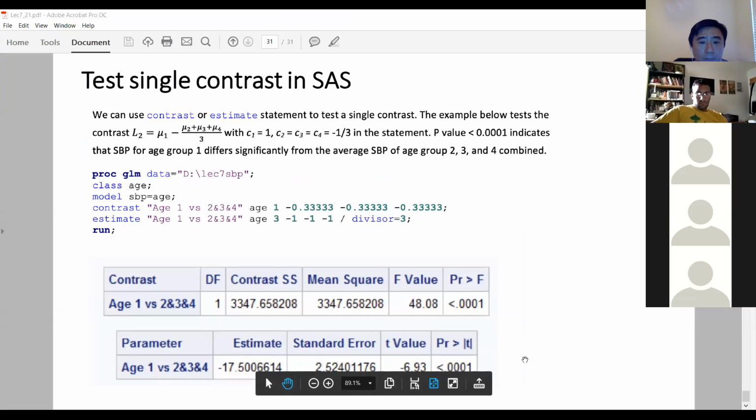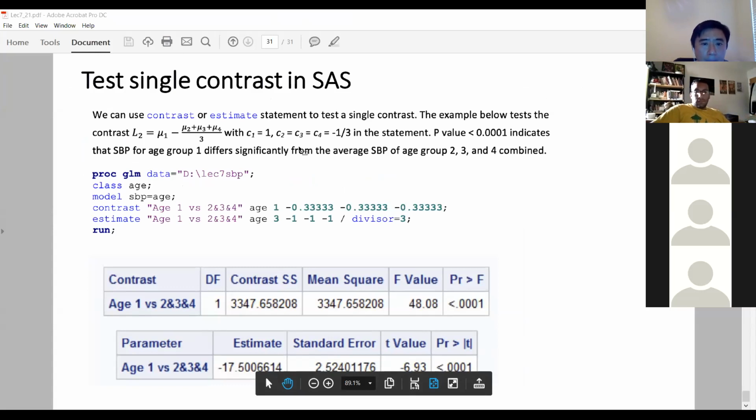Which is two-way ANOVA. Can you see my lecture notes for part 2? No, I just see the test single contrast in SAS. Okay, and then I think I need to. Yeah, you have to press share screen again. Create square and share one more time.